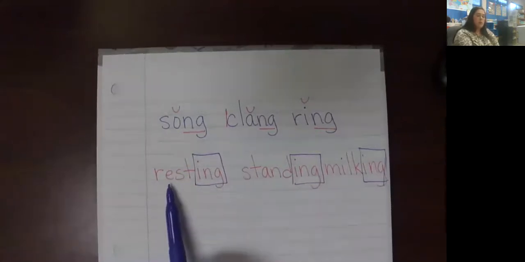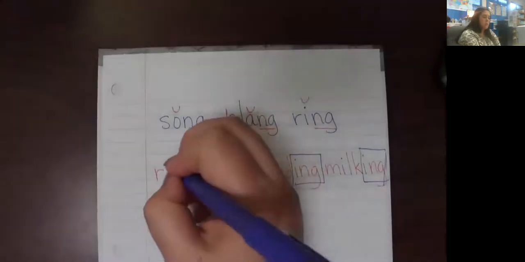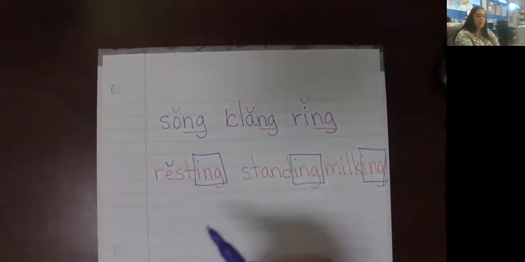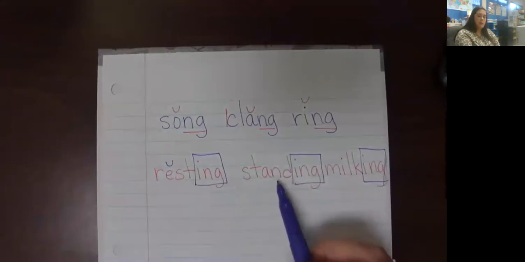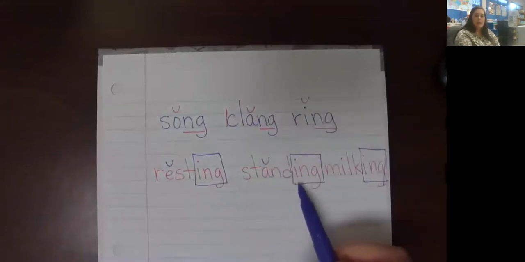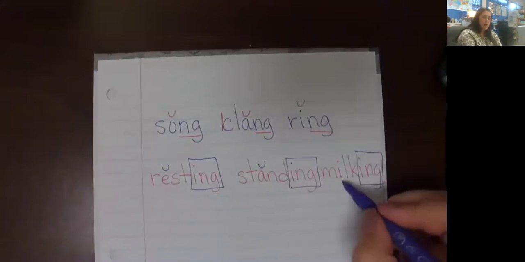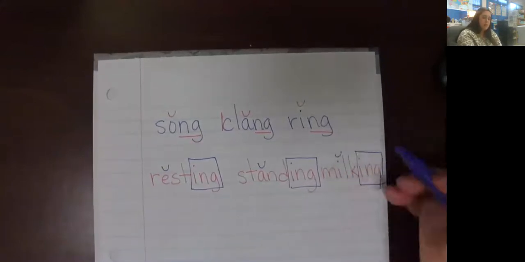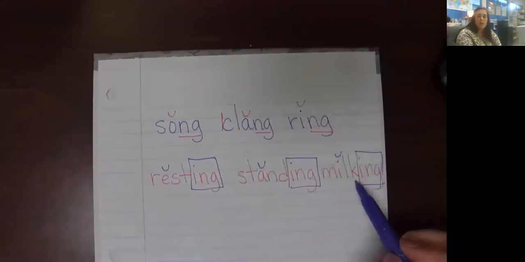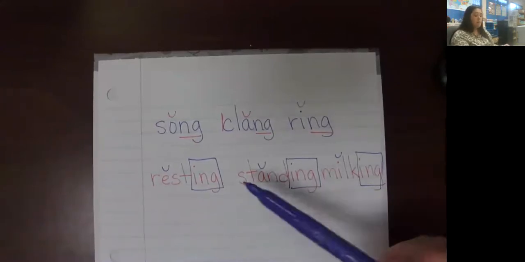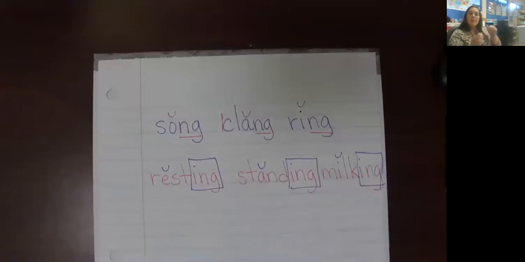So we have a vowel E, it's followed by a consonant, so it gets a breve. Resting. Next one, vowel A is followed by a consonant, so it gets a breve. Standing. And the last one, we have vowel I, it's followed by a consonant, so it gets a breve. Milking. And suffix ing means that it's happening right now.